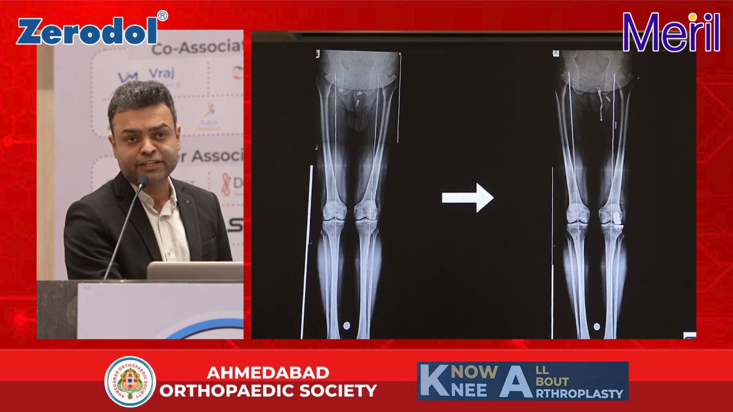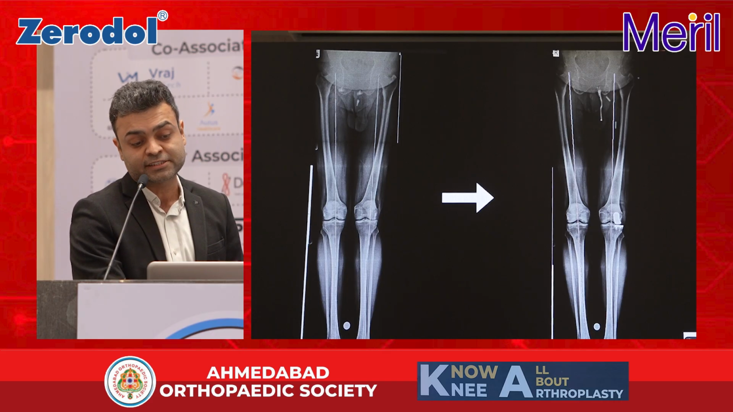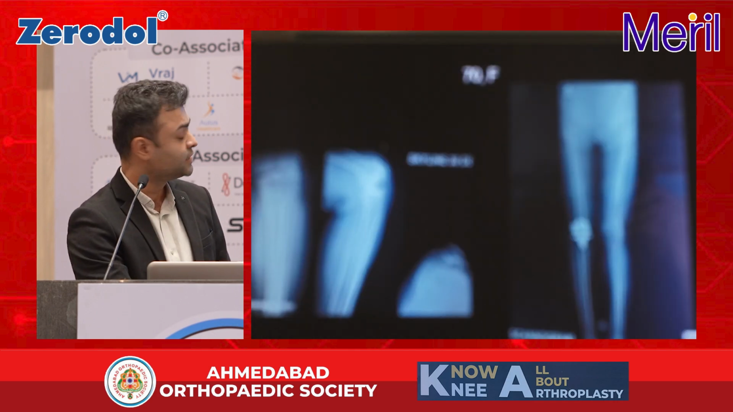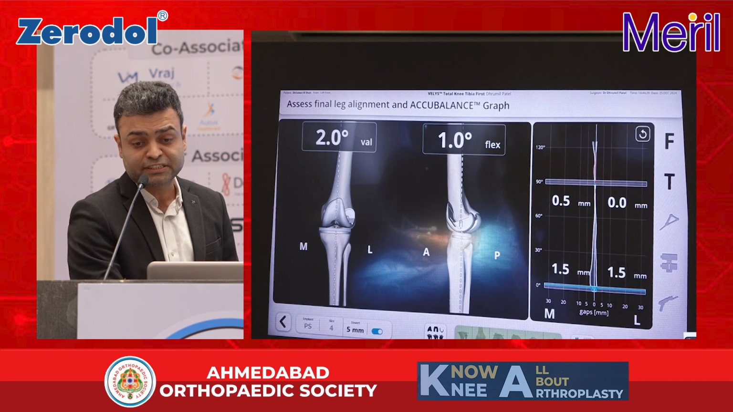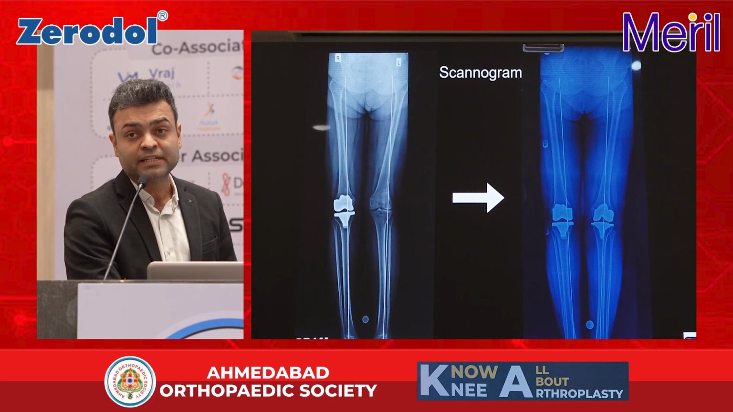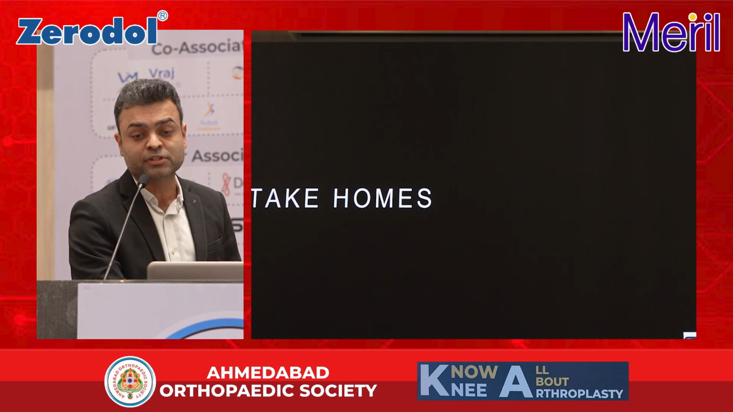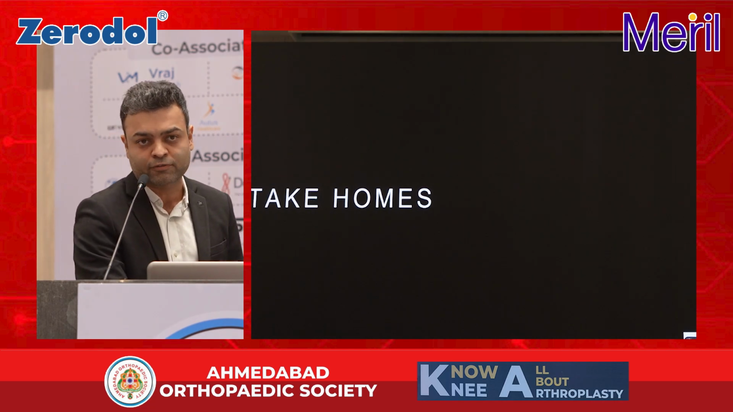That's a 78-year-old male with an isolated lateral compartment and less deformation of the extra-articular structures, treated with a lateral uni. Again, another patient who is 70 years old, with a lateral valgus knee, balanced with technology assistance, but I think surgeon control of the soft tissue is the key. Recent literature is promising, but as I told you, we need more data, long-term follow-ups of these patients, and that will define whether we are going to use technology for our complex cases.